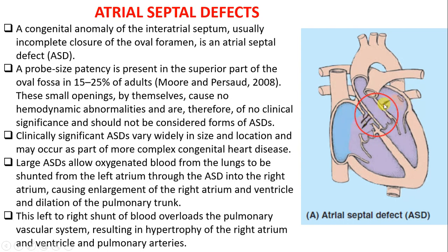That is the right atrium and the left atrium. So this will be a defect between the right and left atrium. A probe patency is present in the superior part in 15 to 20% of adults. A probe patency means this will cause no hemodynamic abnormalities or significant clinical symptoms. So this is not treated, and only observation is done to observe this atrial septal defect.